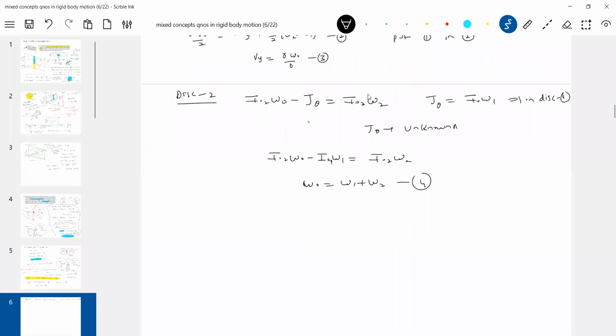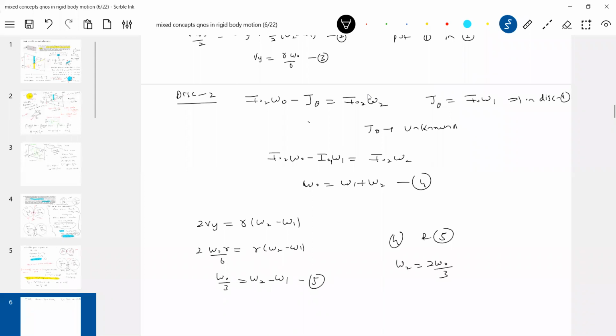I'll write all the steps once again. As we know, 2 Vy equals R times omega 2 minus omega 1. Now Vy is how much? Omega naught R by 6, small r. So here omega naught by 3 equals omega 2 minus omega 1. Call this equation 5. From 4 and 5, solving it, we get omega 2 equal to 2 omega naught by 3 and omega 1 equal to omega naught by 3.